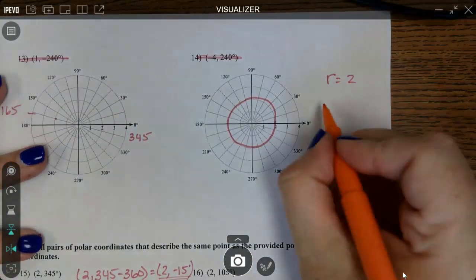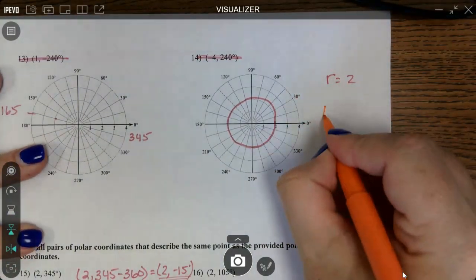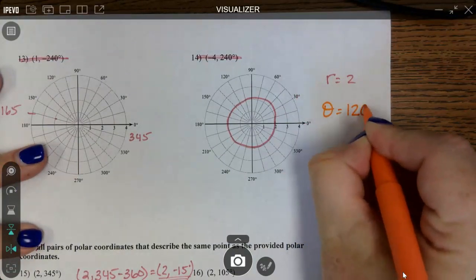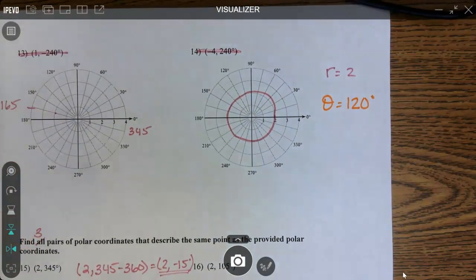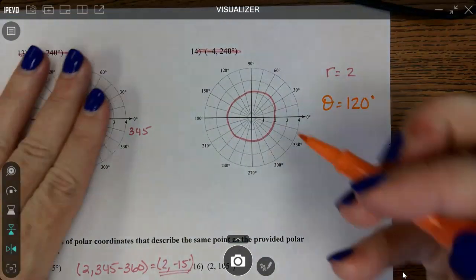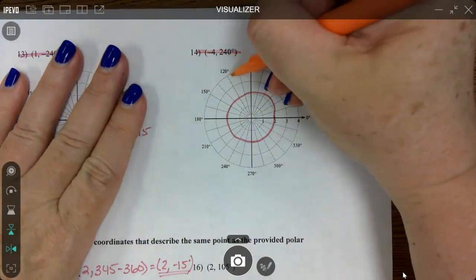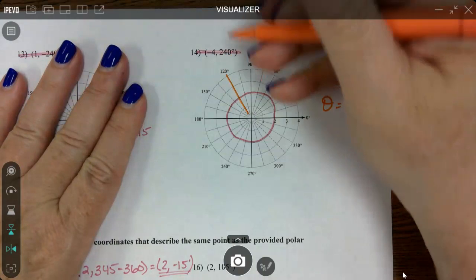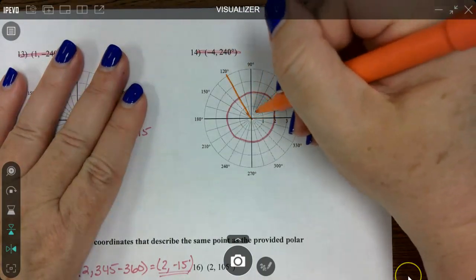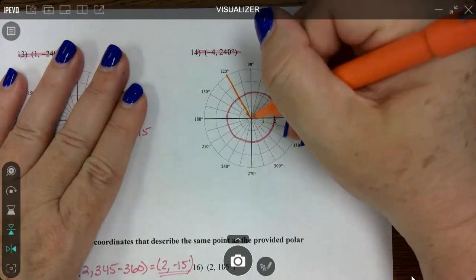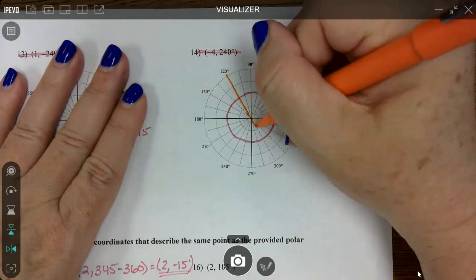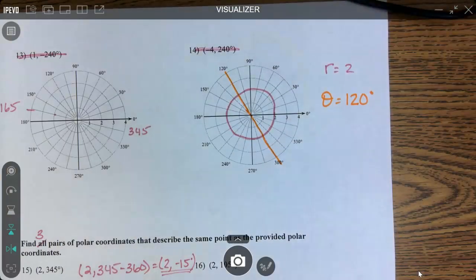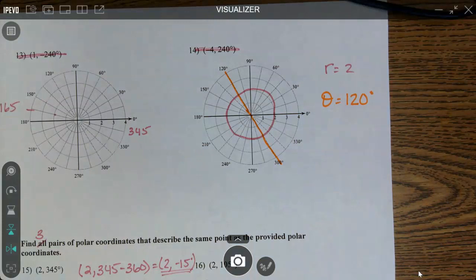And the other type of question, I'm going to use the same graph, 120 degrees, but I'll just change the color. So if I want you to graph 120 degrees, you're just going to go find 120 degrees, and you're just going to follow that line all the way to the other side. So it gets you a straight line.